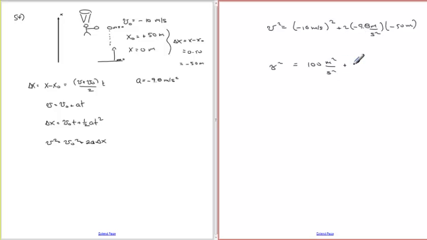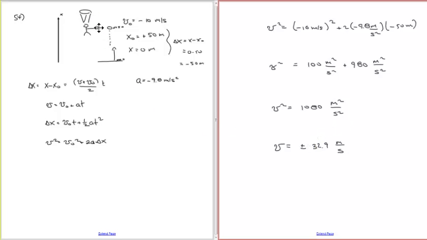So that's going to be plus 980 meters squared per second squared. And we add those two together, and we get 1080 meters squared per second squared. 980 plus 100 is 1080. Okay, then you take the square root, and we get plus or minus the square root of 1080, which is 32.9. And we take the square root of the units, which will give us meters per second.